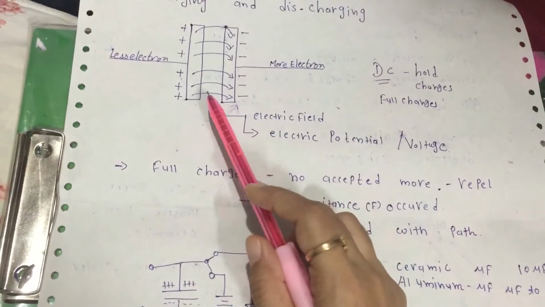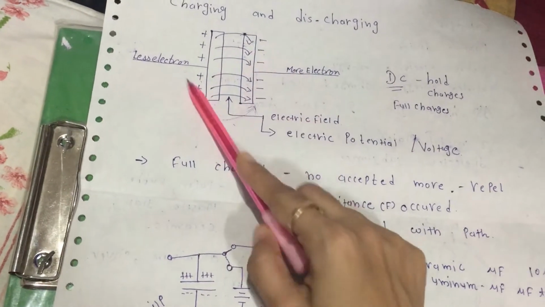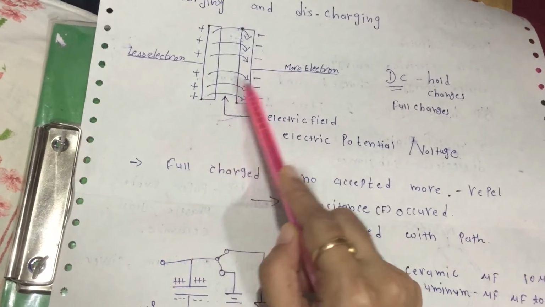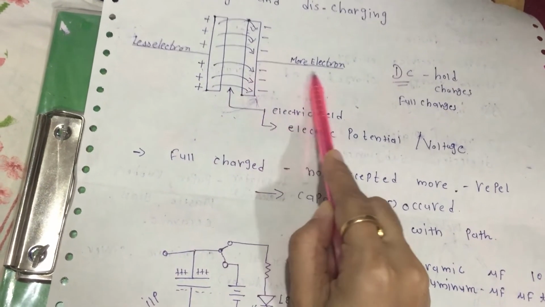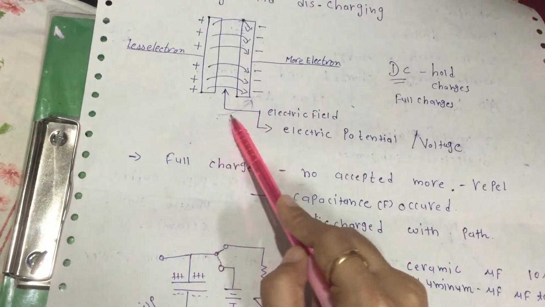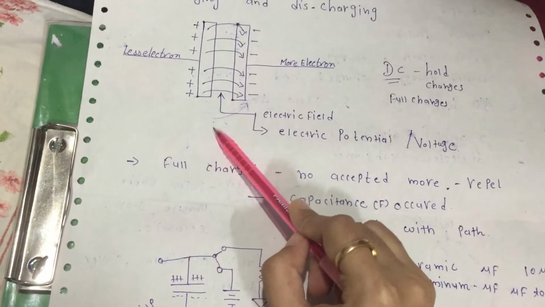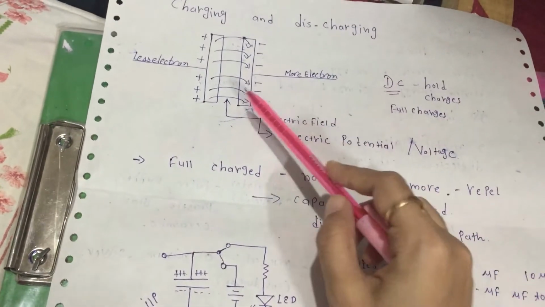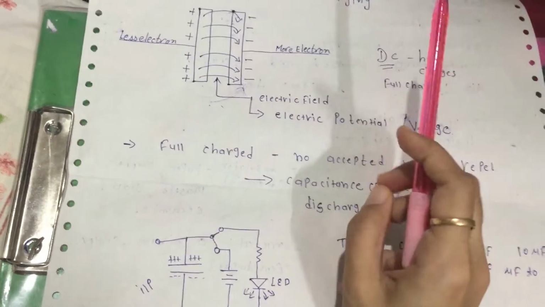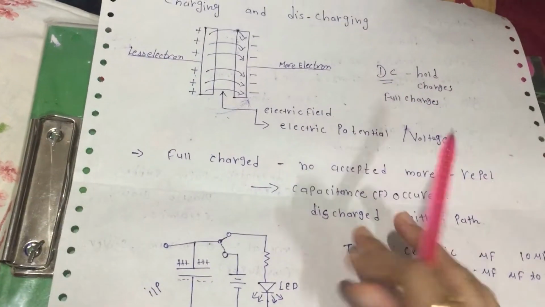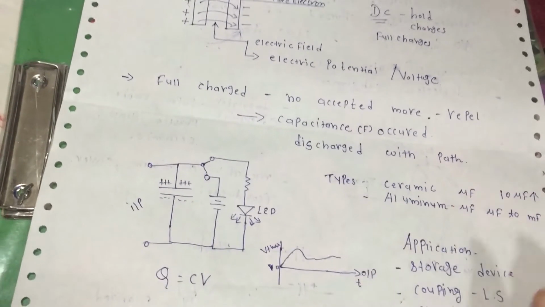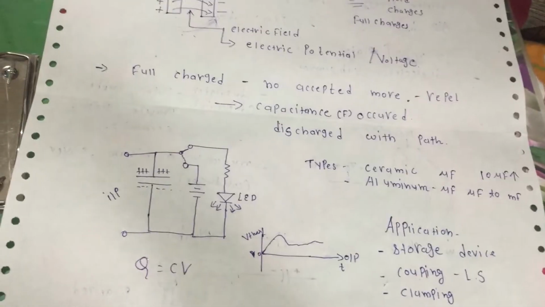Okay, it's also called Farad, capital F. So these ions are trying to move along a path. If it requires another path, it is discharged from that path only. Okay, so let's take an example of it.